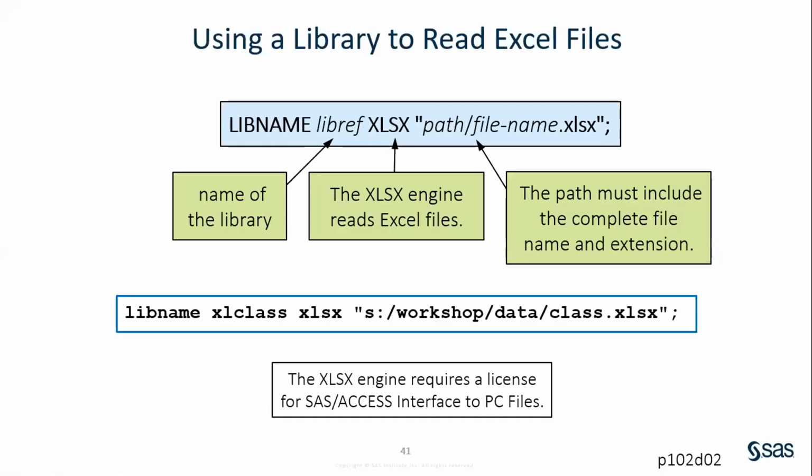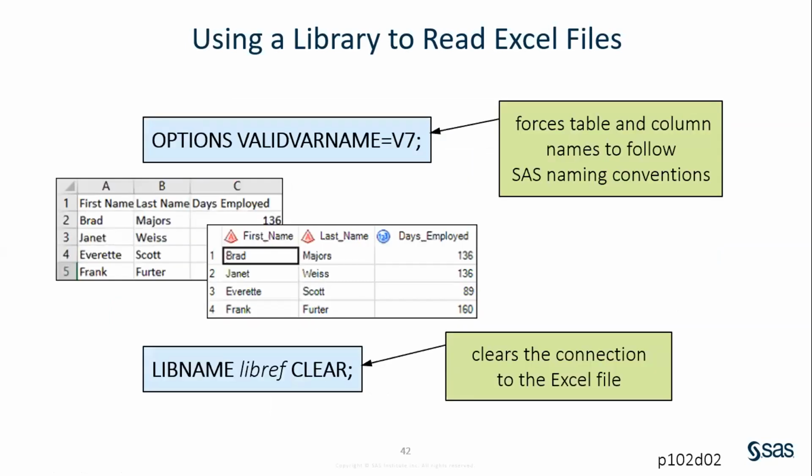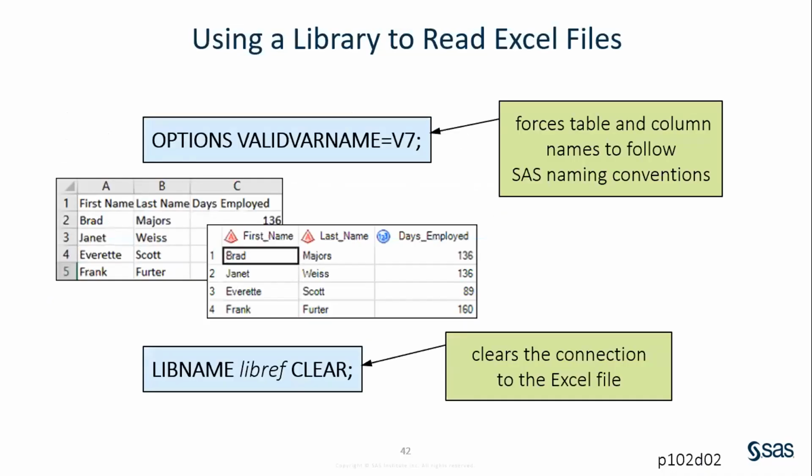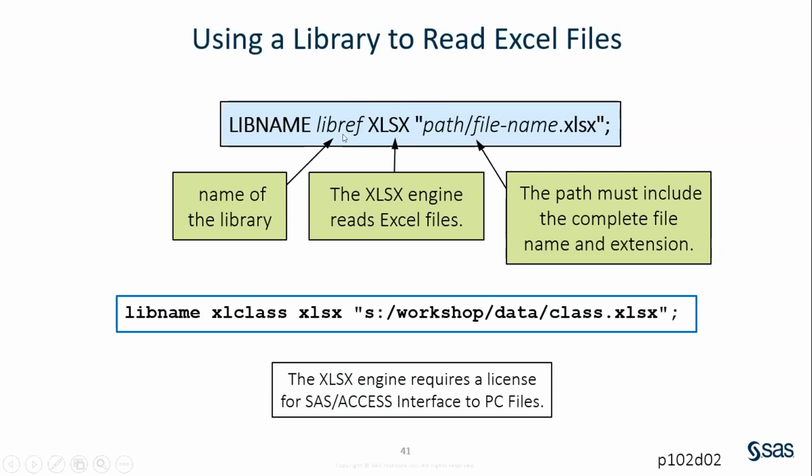Now let's see how one can read data files from Excel. See, the same libname libref statement, you give the engine as XLSX when the file type is XLSX, and XLS when it is XLS. So the XLS engine reads Excel files. This is the libref, this is the engine, and this is the path where you are reading the Excel data file. This XLSX engine requires a license for SAS/ACCESS Interface to PC Files.